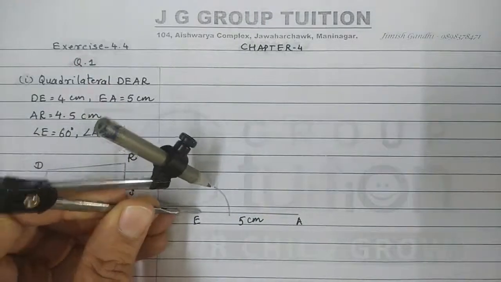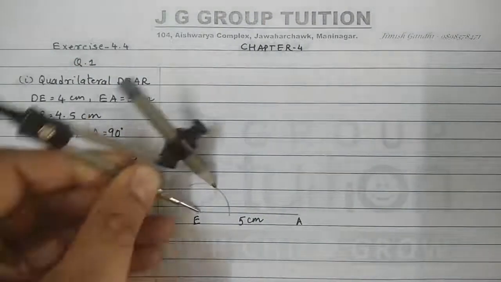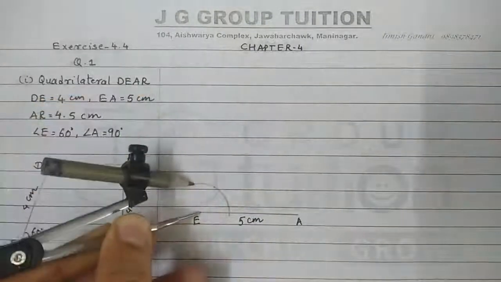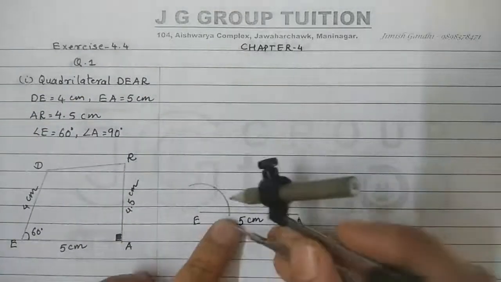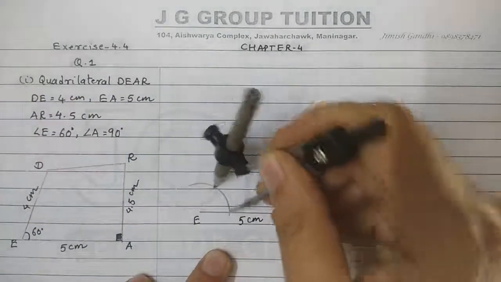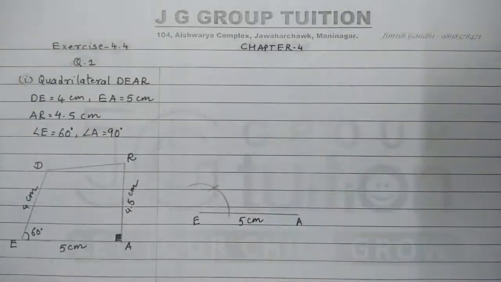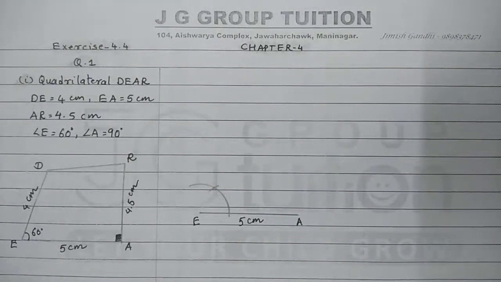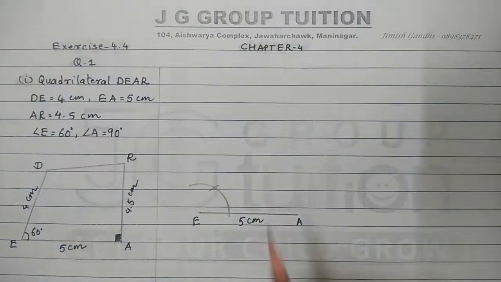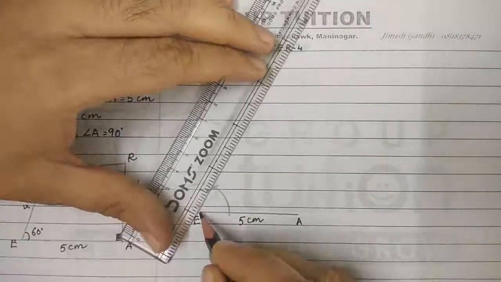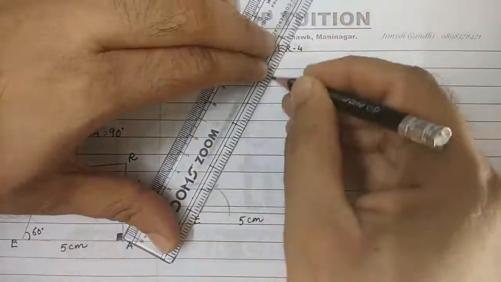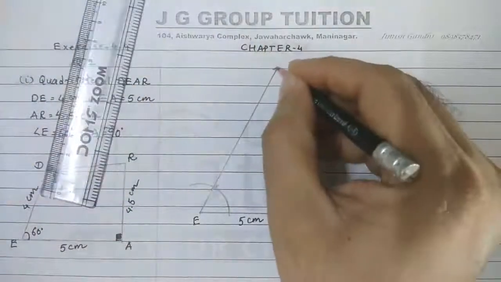We will draw an arc of any radius over here. Keep the same radius from this point, which is 0 degree. We should draw another arc. So this intersecting arc, which intersects the previous one, forms 60 degree. So we obtain angle E as 60 degree.